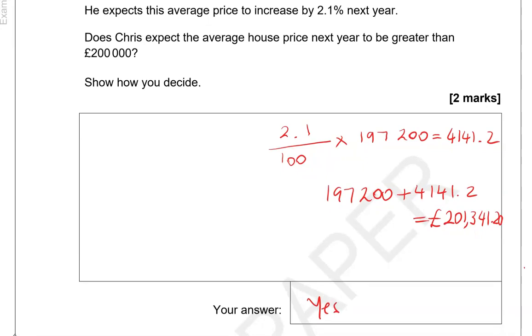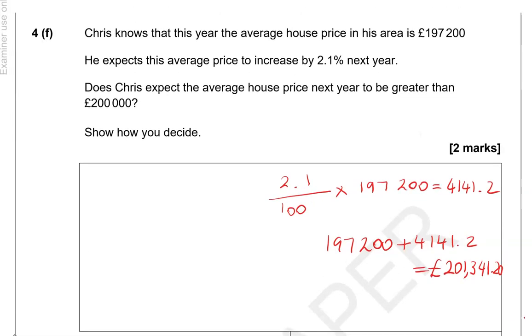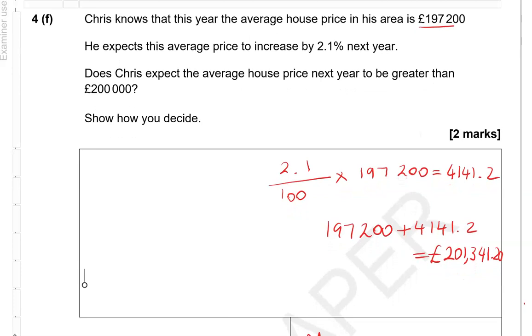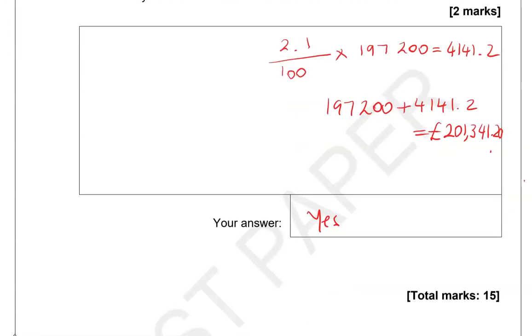Again, if you use the multiplier method, you could have done this in a shorter way. So the original amount, 197,200, if you just multiplied that by 1.021, that would give you the total amount with the increase included, which is this one here. And this is the end of the paper.